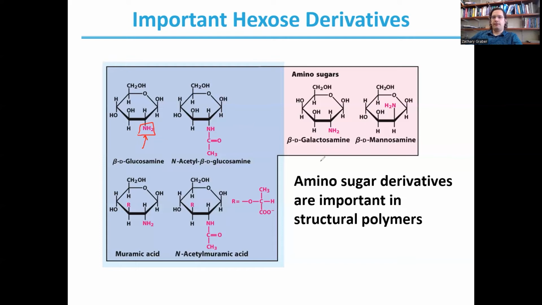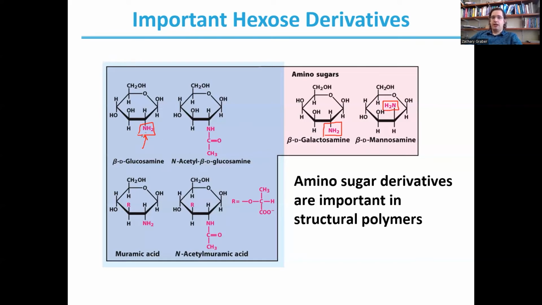You'll notice all these structures here in blue are different varieties of glucose that have been modified. And in the pink, we have some of our other common hexoses that can be modified as well. So we can add on our same amine group to a galactose to make a galactosamine, or we can add it on to mannose to make our mannosamine.